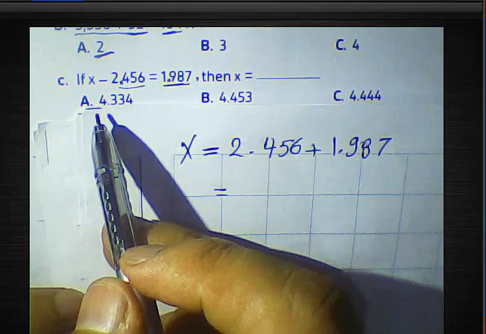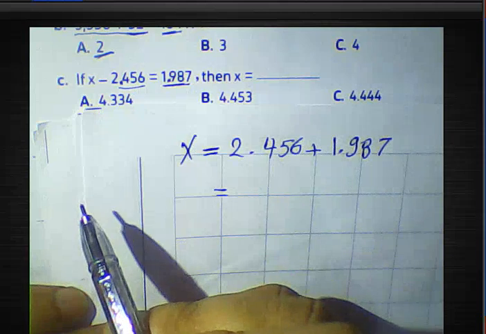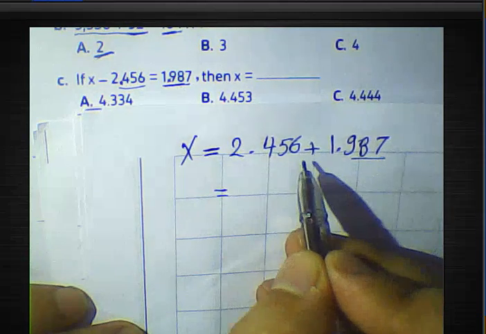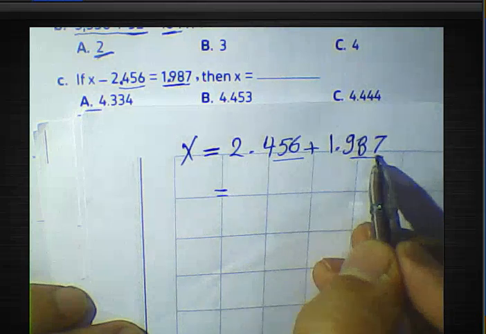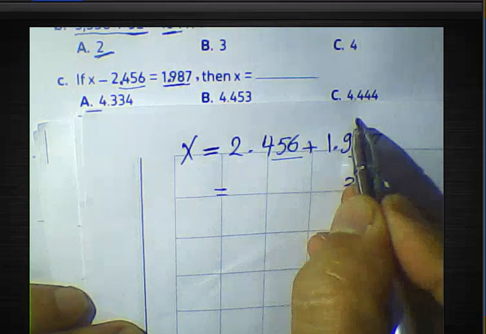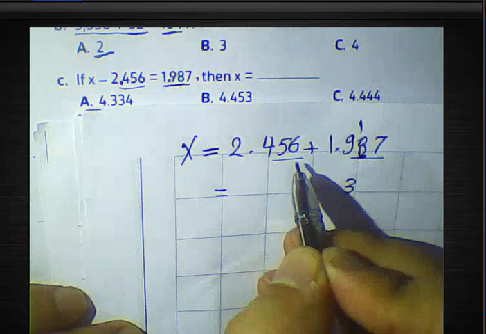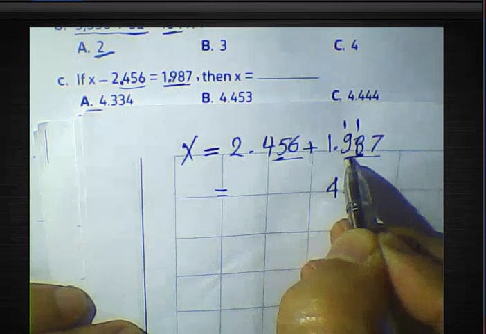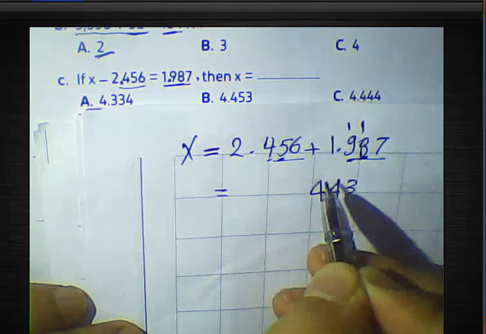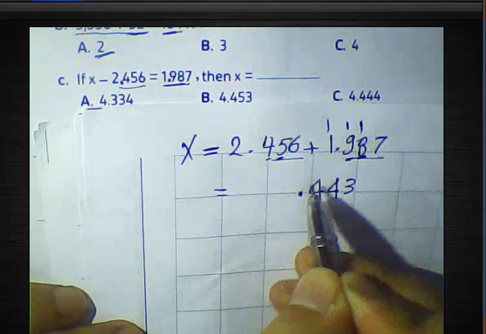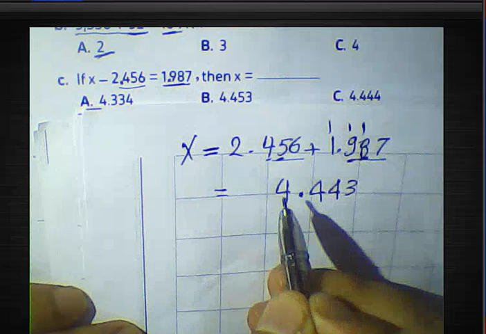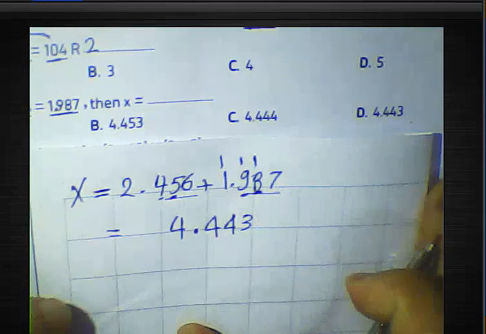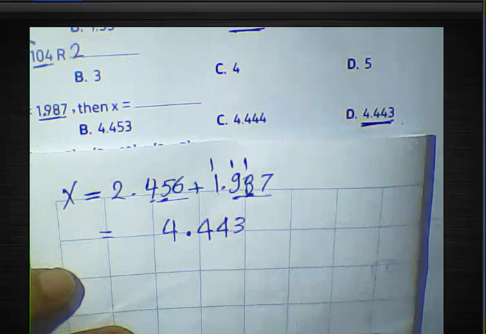The greater number we can find by adding the two numbers. We can find the result. 7 plus 6 equals 13, 3 and the carry of 1. 8 plus 1 equals 9. 9 plus 5 equals 14, 4 and the carry of 1. 9 plus 1 is 10. 10 plus 4 is 14, 4 and the carry of 1. 1 plus 1 is 2. 2 plus 2 equals 4. The result will be 4.443. The result will be letter D for this example.